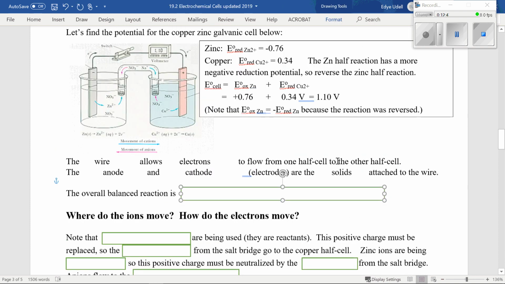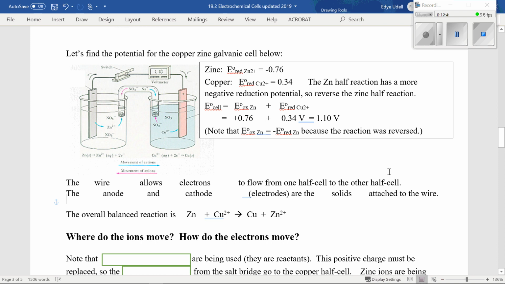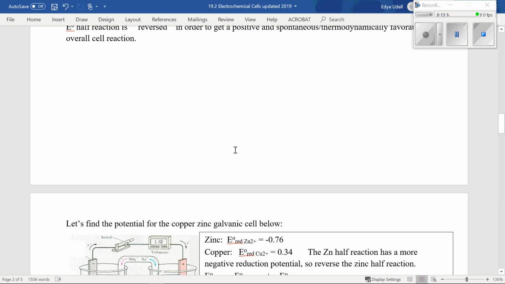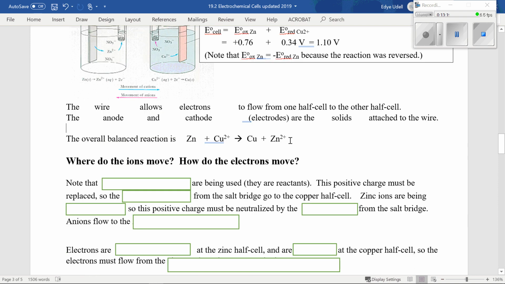Now the overall balanced reaction, we have to balance our electrons and our atoms. The copper half reaction, here we go. Here's the copper half reaction, and recall that I reversed this zinc half reaction. And notice I have 2 electrons on the zinc and 2 electrons for the copper, so those are balanced. So I'll just reverse the zinc reaction, add it to the copper reaction. The electrons disappear, and this is my overall balanced reaction.